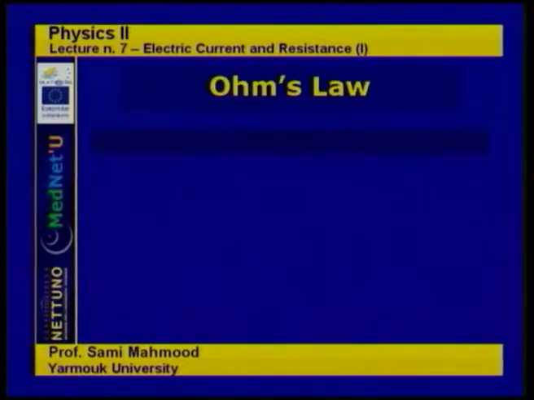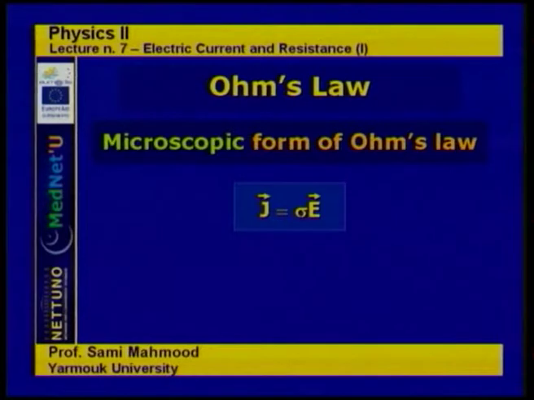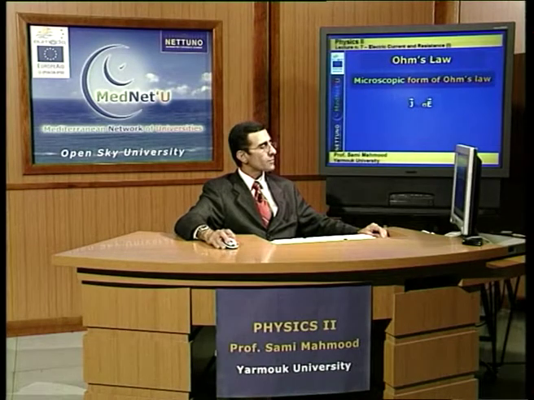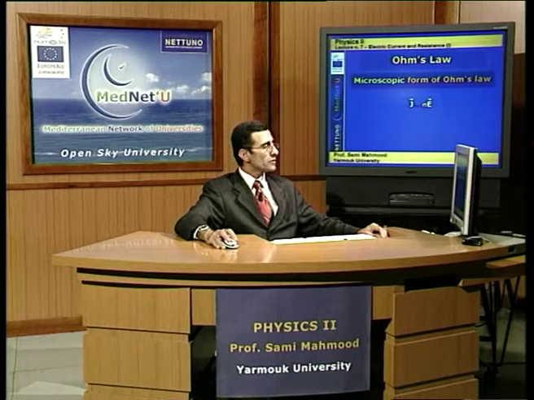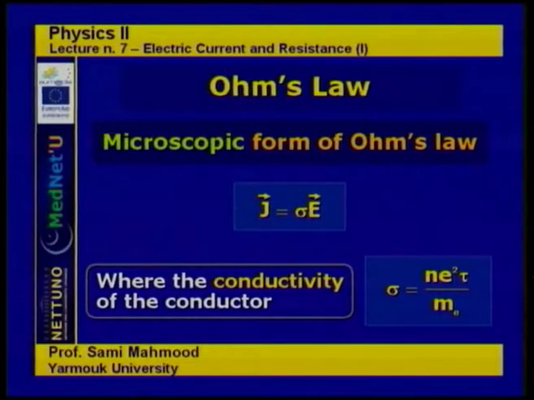And Ohm's law in a microscopic form, as we have just derived it, is J equal to a parameter, a constant that is dependent on the material, we call sigma, times E, because J is linearly proportional, as we just noticed, to the electric field. And the constant of proportionality is sigma, the conductivity of the material, and that sigma is equal to the value of n times e squared times tau over me.